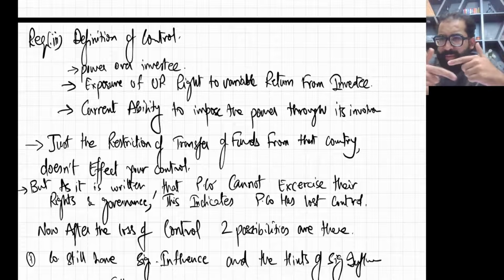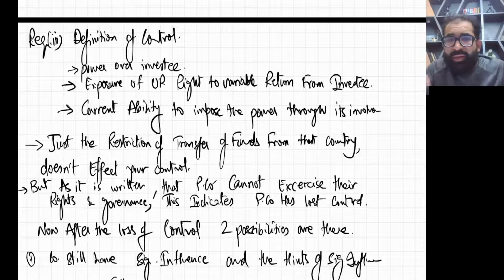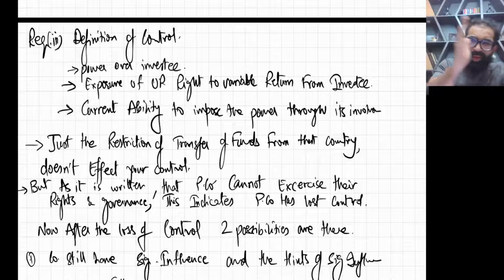Now you will do the application. A very good application is that the restriction of transfer of fund does not stop you from having control. So this is not an extreme point. The first point was okay, but then they have written that you cannot exercise your rights and governance. This means your control is lost. Now, once your control is lost, you have to destroy the building of consolidation.